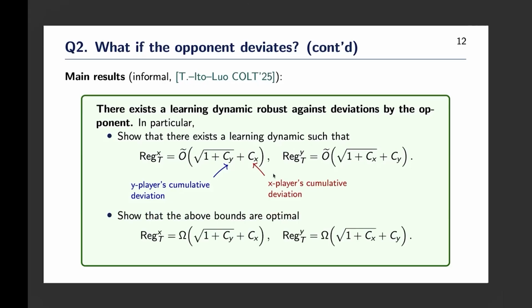And we also show, in a quite informal statement, that for any learning dynamics, there exists a game where the x player's deviation is upper bounded by Cx and the y player's deviation is upper bounded by Cy, such that the regret of the x player is lower bounded by the square root of the deviation by the opponent plus the linear term of its own deviation. So the upper bound and lower bound match up to logarithmic terms.